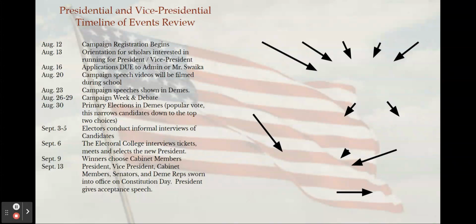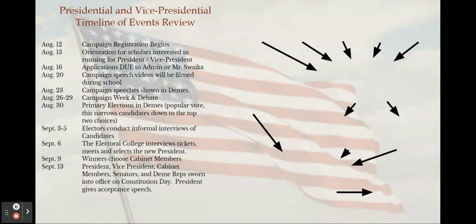On August 20th, all approved candidates will film their campaign speeches, which will then be shown to the scholar body on August 23rd. Approved candidates will campaign during the week of August 26th through the 29th. On Friday, August 30th, a general election will take place in each dean. These elections are also called primaries. The top 2 tickets will be announced on Friday, August 30th. Also on August 30th, each dean will choose an elector to send to the Electoral College.